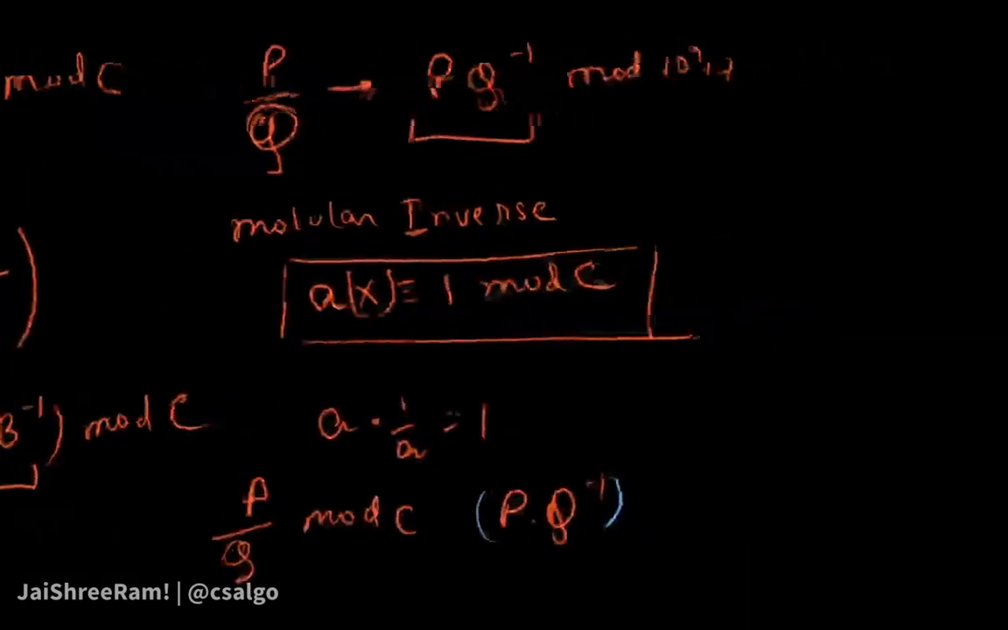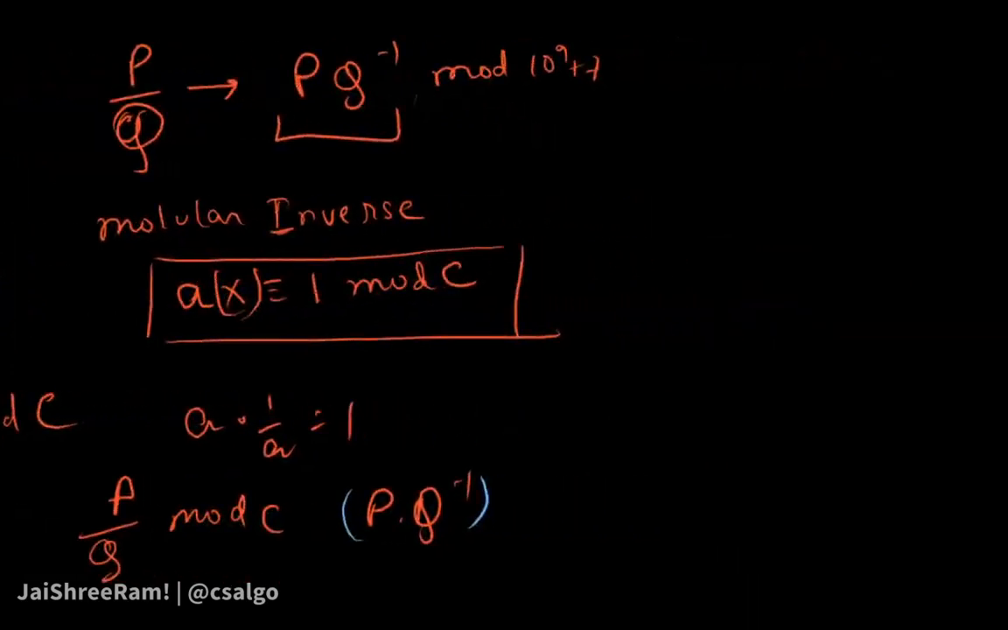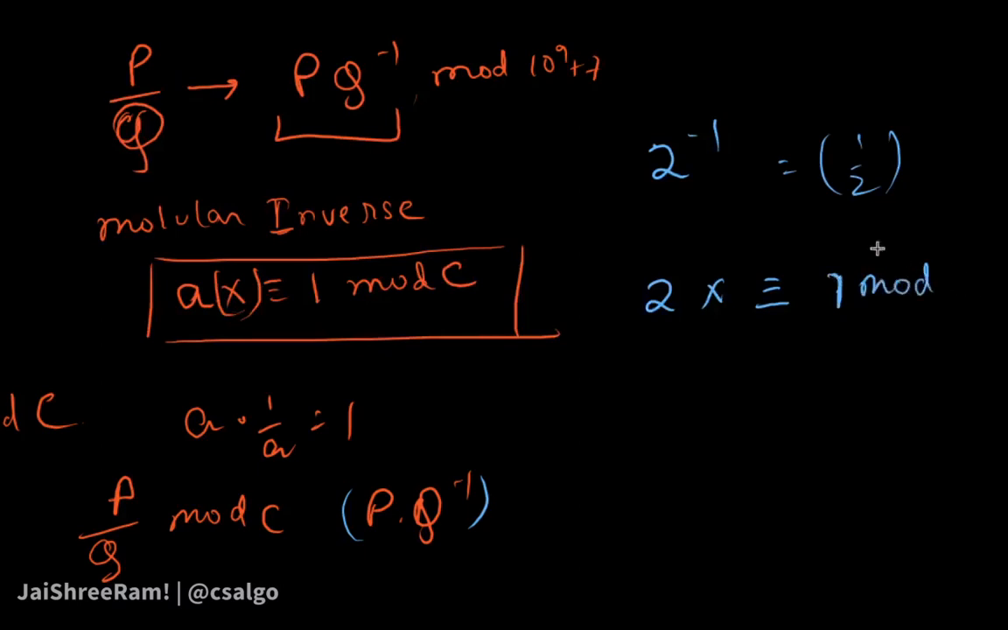So how do we find this x for a particular a? Let's quickly take an example. Let's say there is a number 2 whose inverse you need to find. What is the inverse of 2? Now in general mathematics that would be 1 by 2, but we don't have fractions in modulo domain, right? That's an integer domain. So how do we find 2 inverse? 2 multiplied by some x is congruent to 1 mod some c.